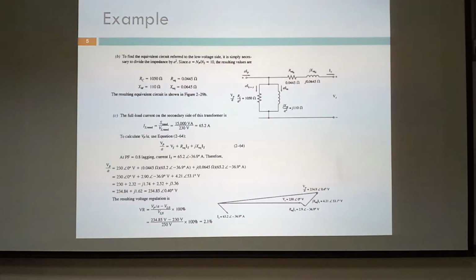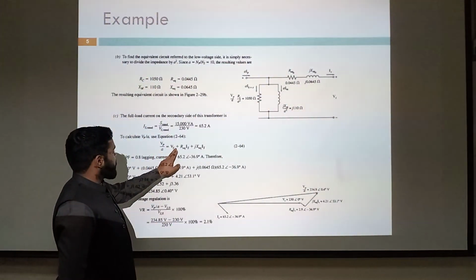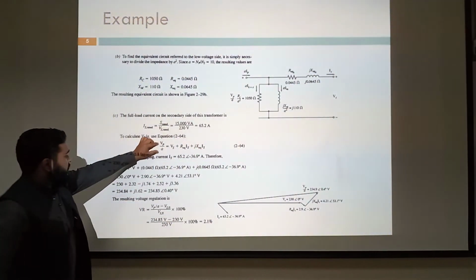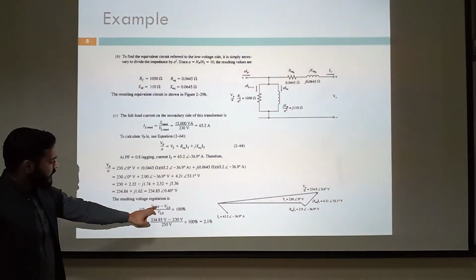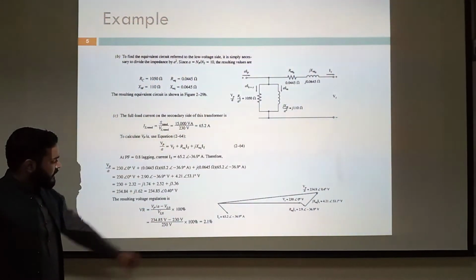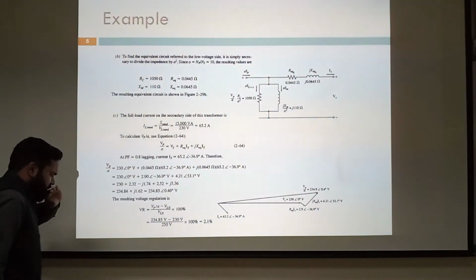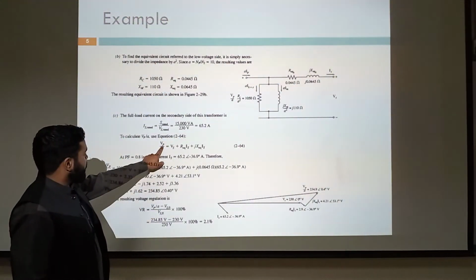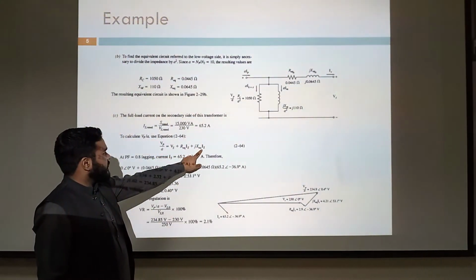So voltage regulation, I told you people, that Vp by alpha is equal to Vs plus R equivalent Is plus jX equivalent Is. This is Vp by alpha. This is the expression for the voltage regulation: Vp by alpha minus voltage of secondary at no load, divided by voltage of secondary at no load. So this Vp by alpha can be computed as Vs plus R equivalent Is plus jX equivalent Is.